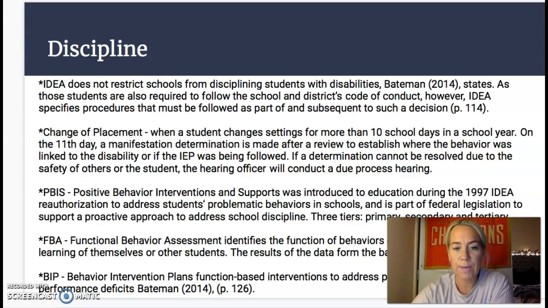FBA is a functional behavior assessment. This identifies the function of behaviors of students that impede the learning of themselves or other students. The results of the data from that form the basis of the BIP, which is the Behavior Intervention Plan. This is a function-based intervention to address problem behavior or skill or performance deficits.